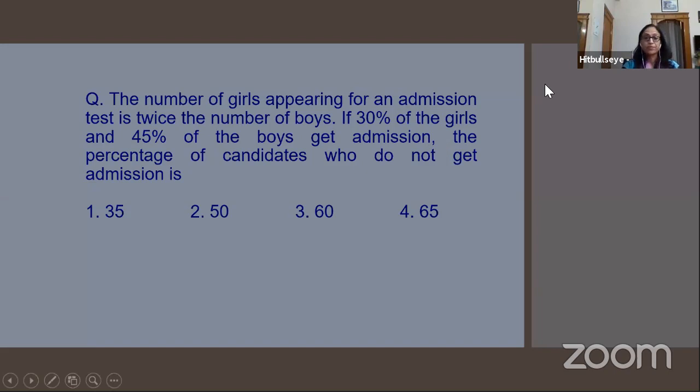Anyways, right. So, yeah, the number of girls appearing for an admission test is twice the number of boys, right? Now, the moment you see such a question, don't ever try to solve the question by saying that girls are G or X and boys are Y or B, whatever. Always try to take a shortcut. And the shortcut is that you should always try to solve such questions using 100. Why?